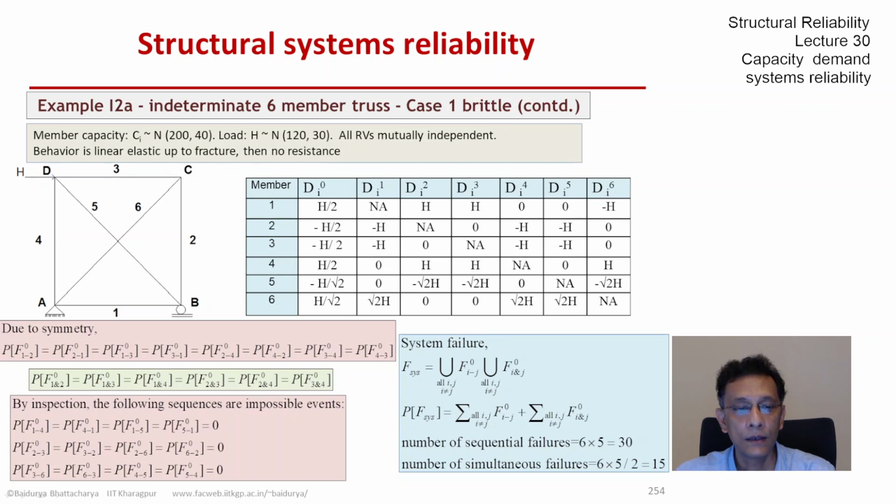There's a p missing after both the sigma signs. So it's p on the right hand side, it's p f0 i dash j and p f0 i and j. And there are 30 such sequences that we need to consider to be complete, and 15 such simultaneous failures that need to be considered. But again, as we saw, quite a few of them are impossible events.